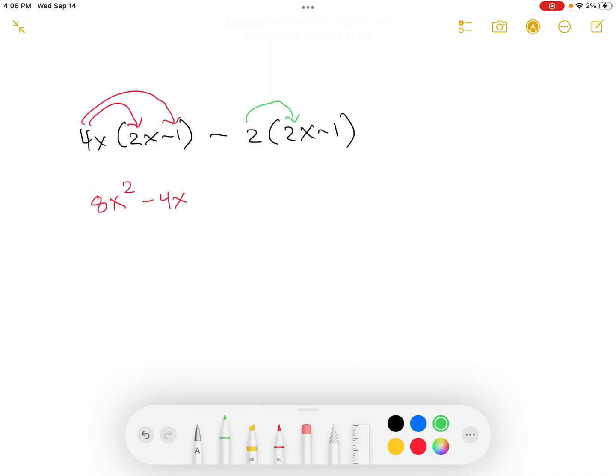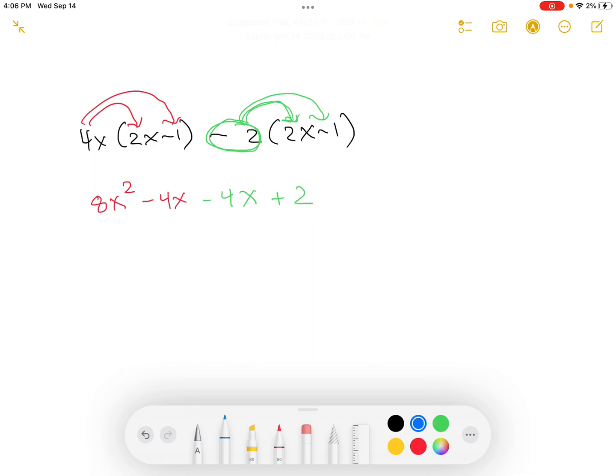Here, the best way of looking at this is distributing this negative 2. So it's the negative 2 that's going to hit both of these terms. So let's do that. Negative 2 times negative 2x is going to be negative 4x. Negative 2 times negative 1 is going to give me a positive 2.